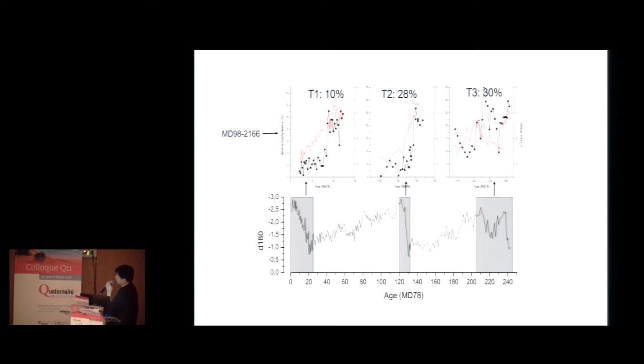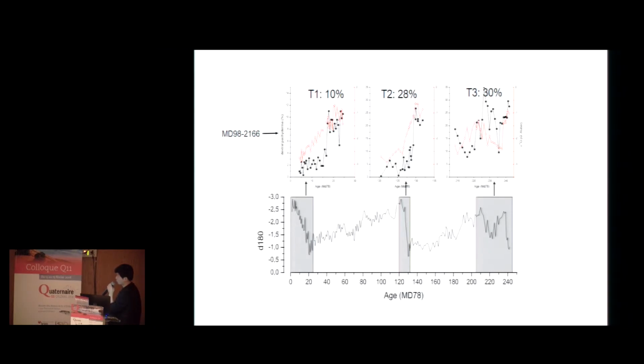This is reflected in the Pulleniatina percentage. You can see the maximum Pulleniatina percentage in termination 1 is 10%, while the other two terminations are 28 and 30%. So we think during termination 1, this location was affected more by the cooler subsurface water mass from the open Indian Ocean.